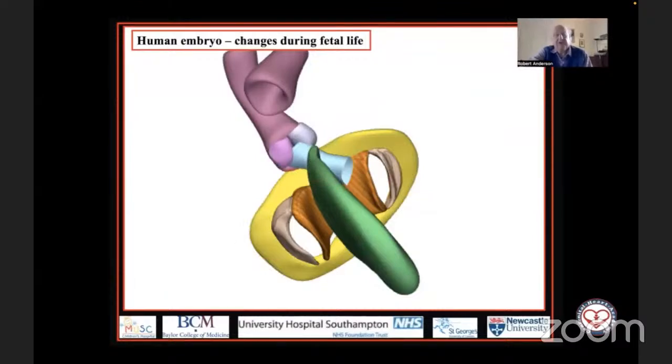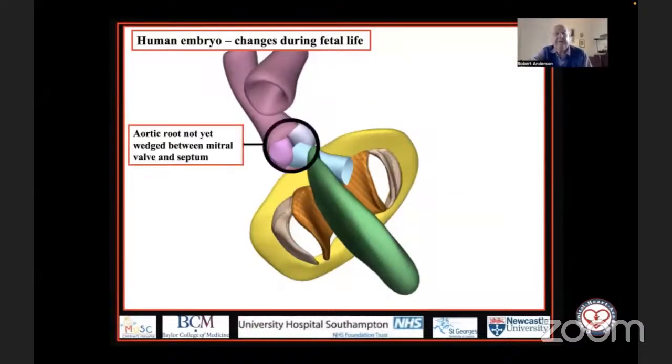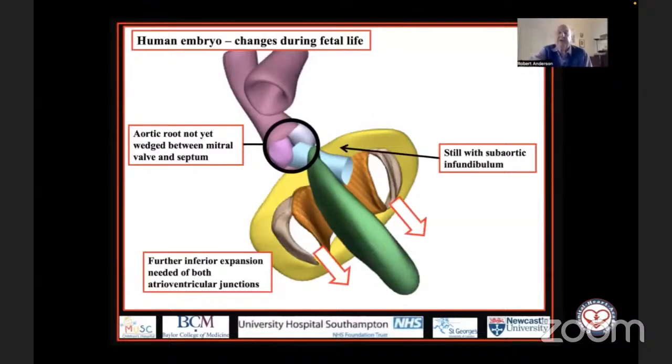But this is not the final situation. This is the point I made earlier. At this stage, the aortic root has not yet wedged itself between the mitral valve and the septum. And indeed, at this stage, it still has a completely muscular infundibulum. So there are still changes to take place before we get the definitive outflow tracts, just as there are changes to take place at the atrioventricular junction, because both of the junctions are going to expand before we have the definitive situation that we see in the fully formed heart.